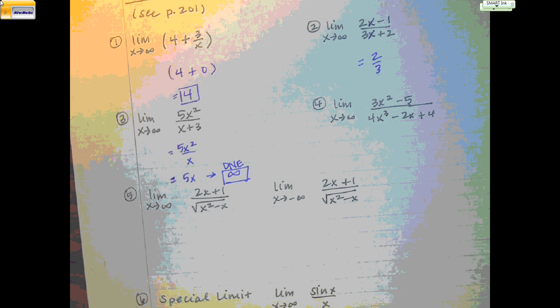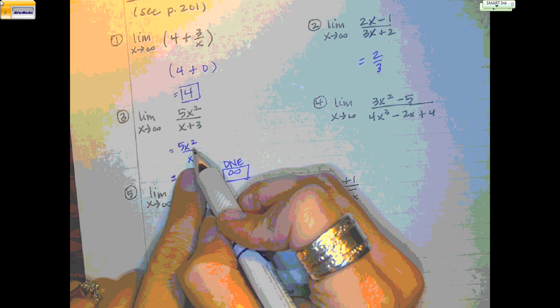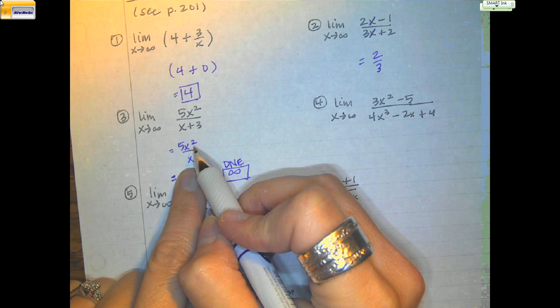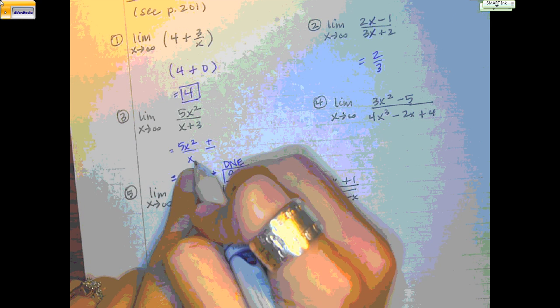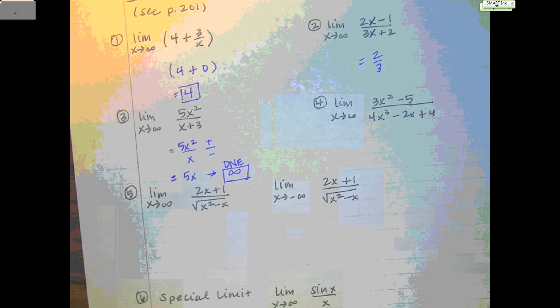No, no, no. Watch. You'd have negative times negative, so on top you'd have a positive divided by negative infinity. You see what I'm saying? Okay, just make sure you're with me.